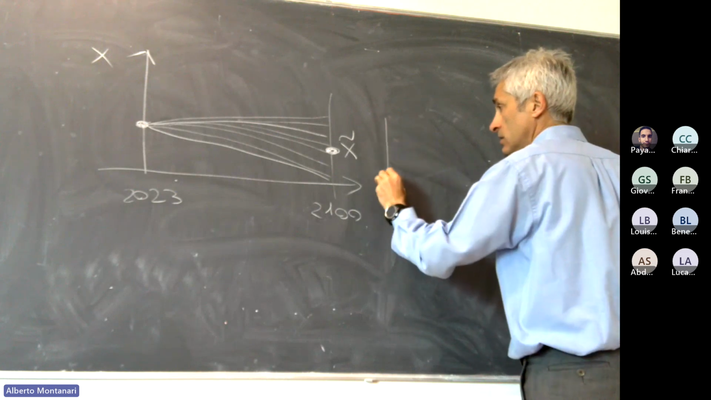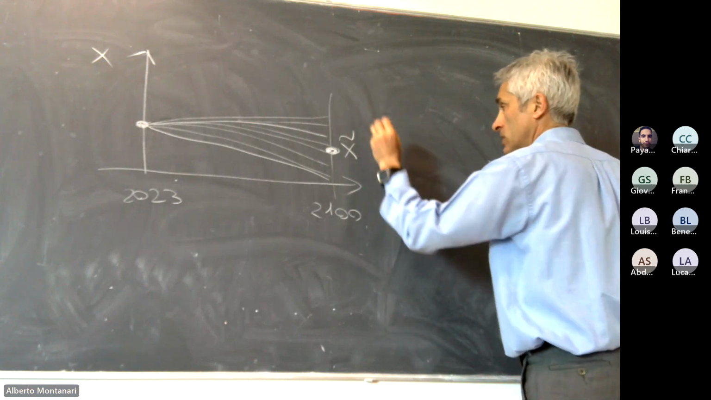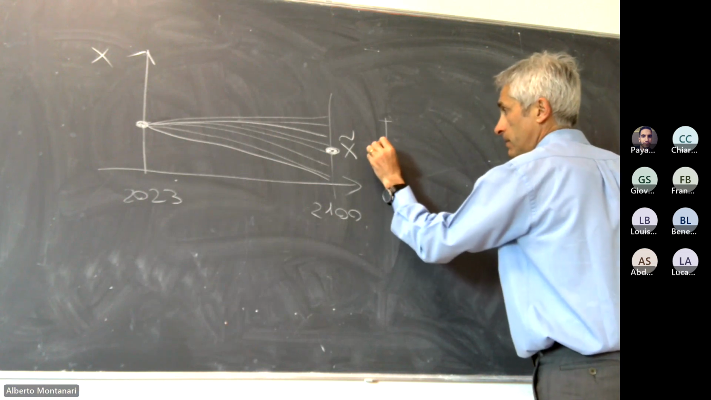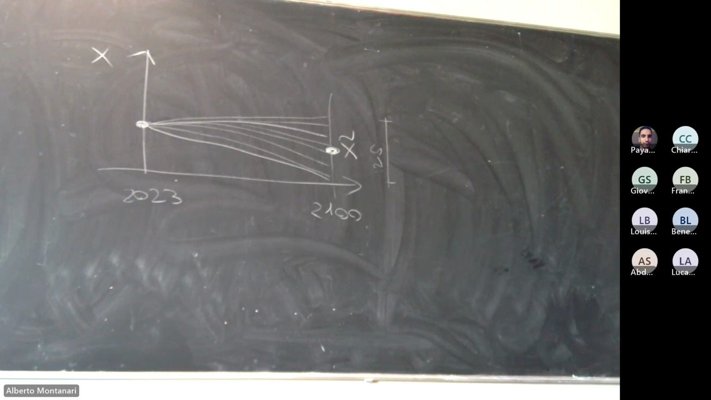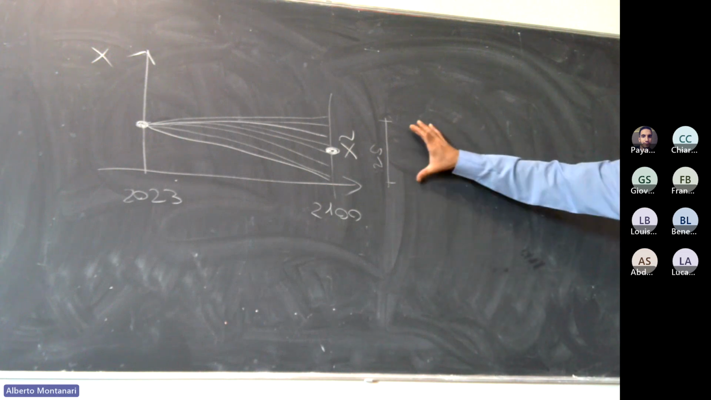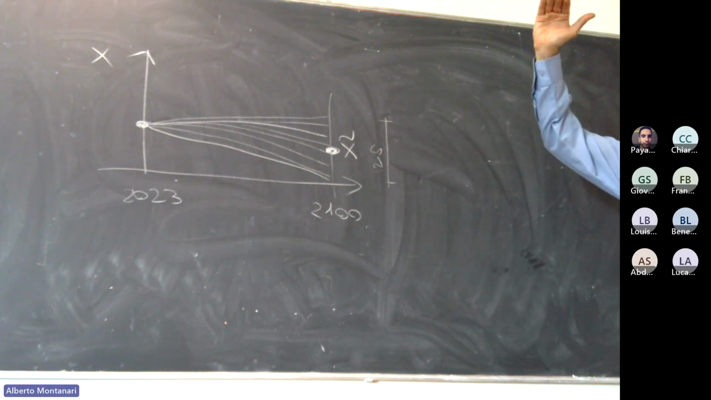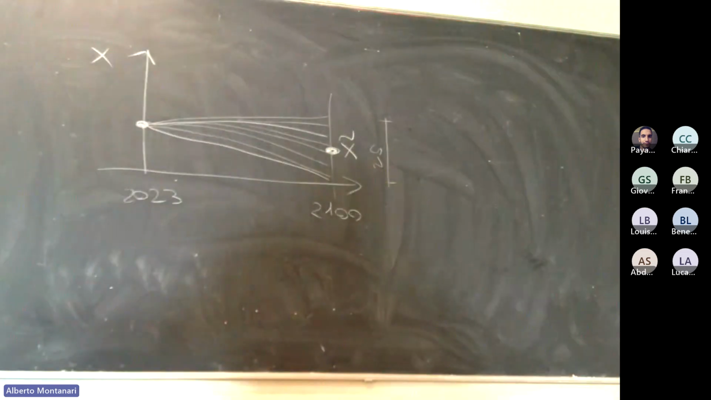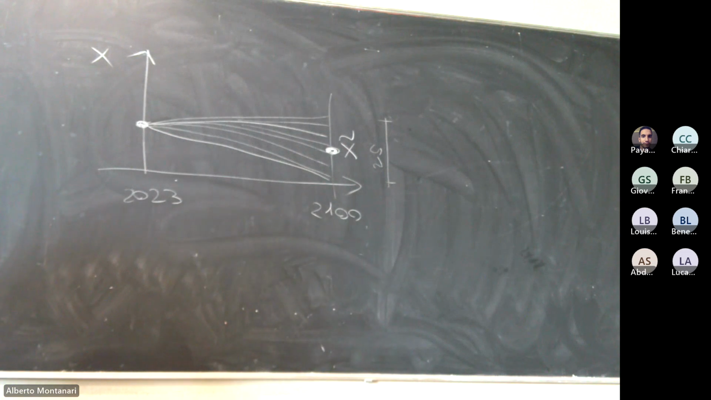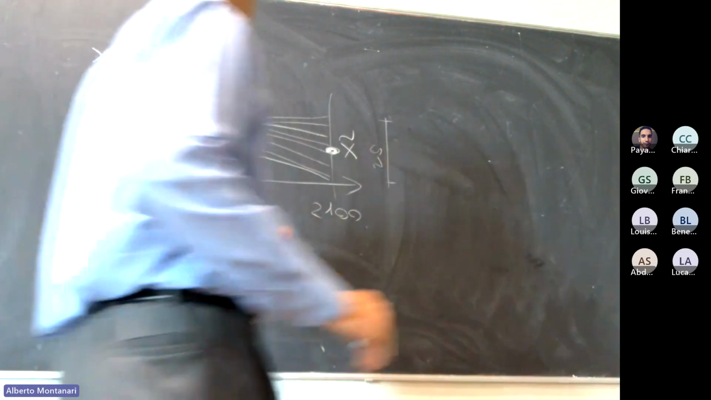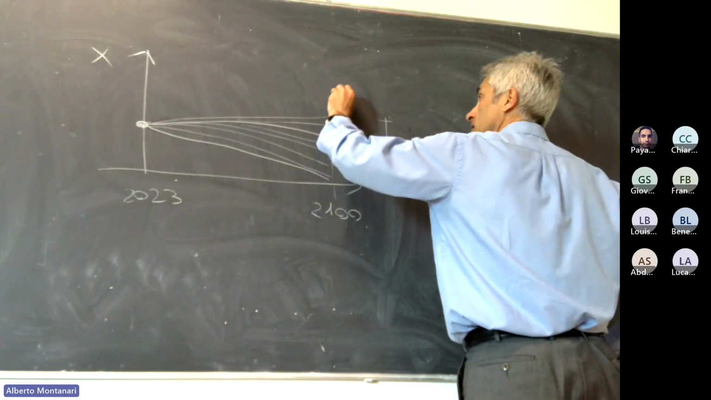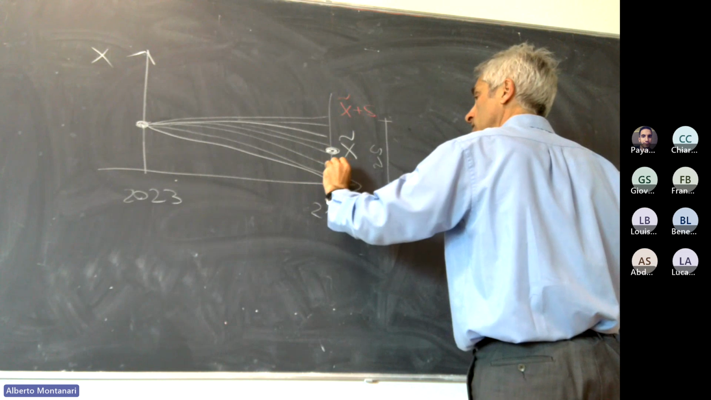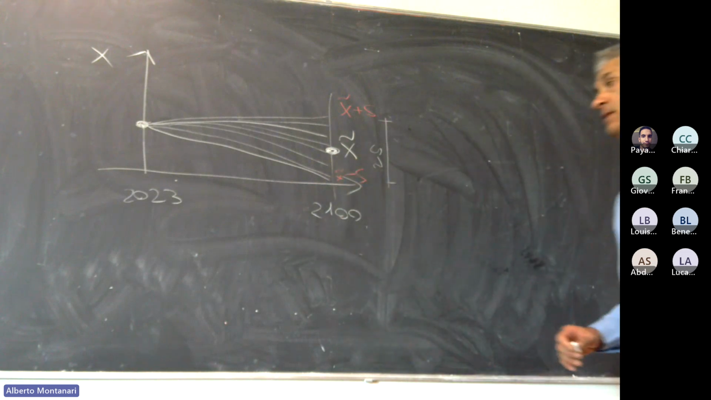This is something like, let's see, 2S. So you estimate uncertainty just by looking at the width of the prediction. But then in the future, you may have, so this one is X tilde plus S, and this one is X tilde minus S, okay?